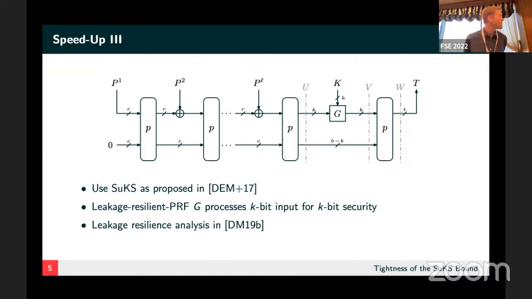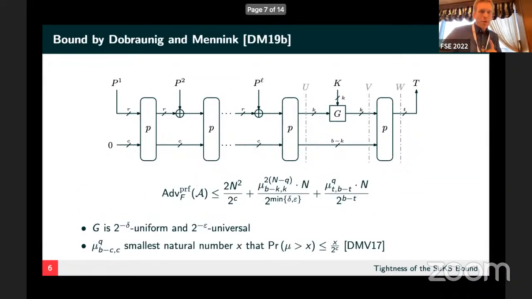In the black box model, G can be an XOR actually. So you can do it very efficiently. You can just XOR the key there and then you're done. In more detail, we proved the bound of this form. We assumed that G is 2 to the minus delta uniform, 2 to the minus epsilon universal. Typically, this means that G behaves sufficiently good, and an XOR satisfies this, for the minimum of delta and epsilon being K. But you can also take a PRF or in general a hard to invert function there.